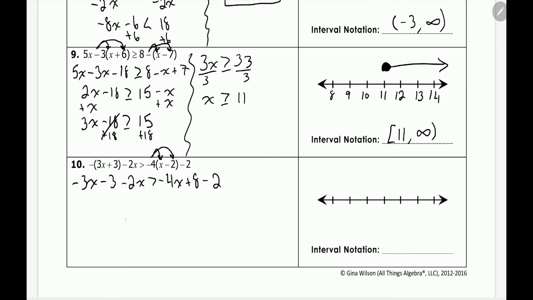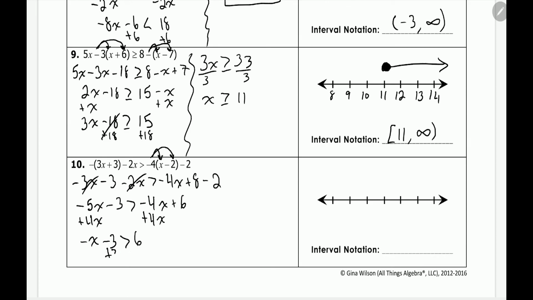Now we combine like terms. So we have negative 3x minus 2x. That's negative 5x. Done with these. Minus 3 is greater than negative 4x. And 8 minus 2 is going to be positive 6. We move the variables to one side, so we're going to add 4x. That leaves me with negative x minus 3 is greater than 6.